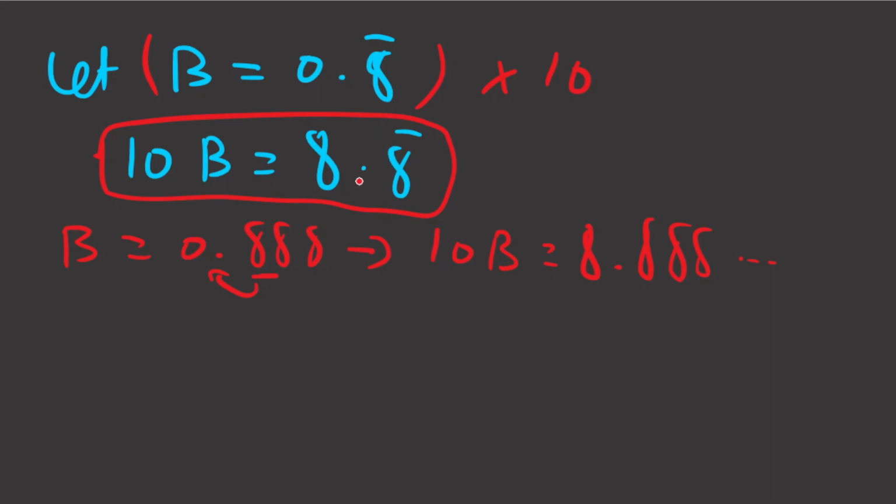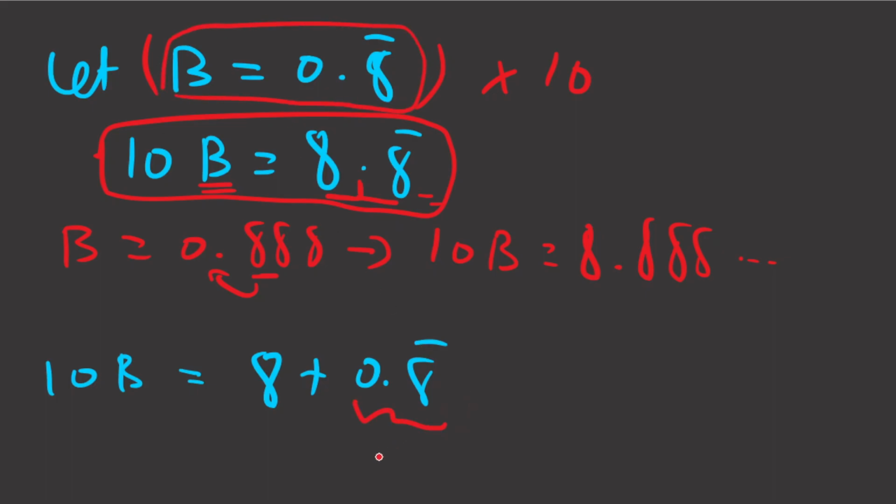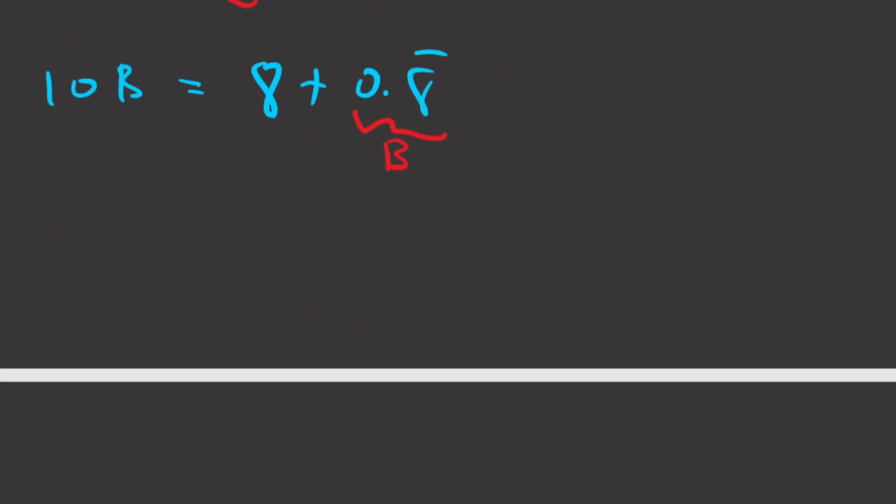We will split the decimal part and the integer part again, because we would get this b again. By splitting it and using the sum again, it is 8 plus 0.8 bar. As you can see, this is also b, as we said before. So 10b is equal to 8 plus b.